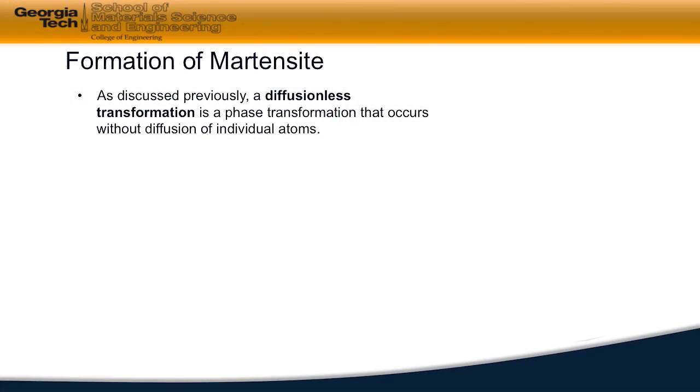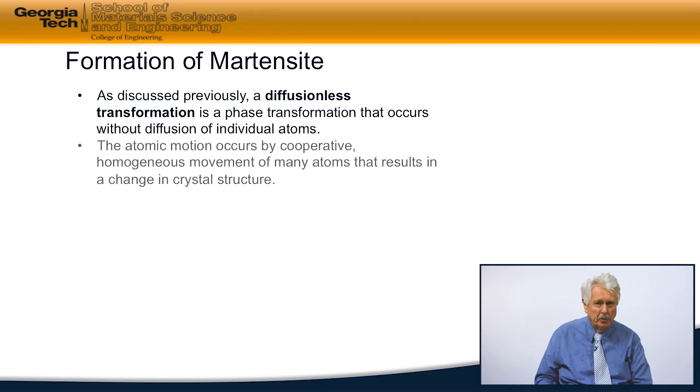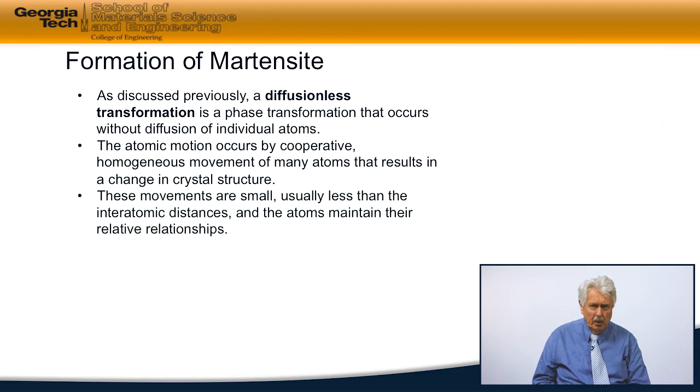The last decomposition process we want to talk about is the formation of martensite from austenite. As we have discussed previously, the transformation of austenite to martensite is diffusionless. It occurs without the aid of diffusion of individual atoms. It occurs as a result of cooperative, homogeneous motion of atoms that result in a change of structure. And these movements are small, usually less than the interatomic distances between the planes, and the atoms maintain their relative relationships between one another.